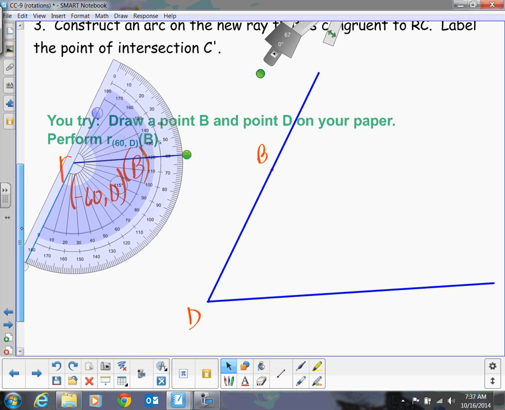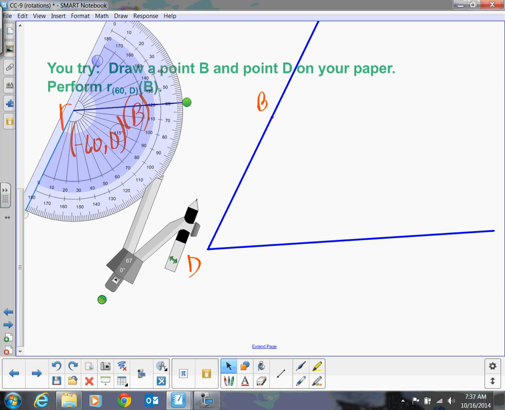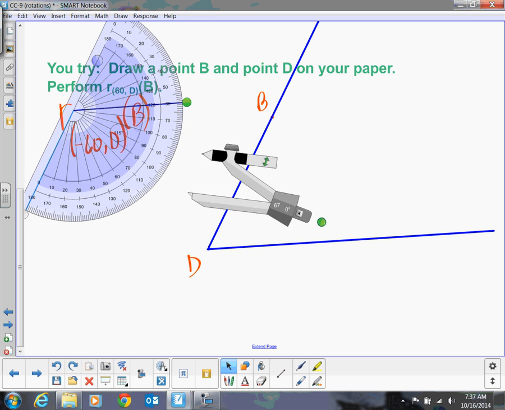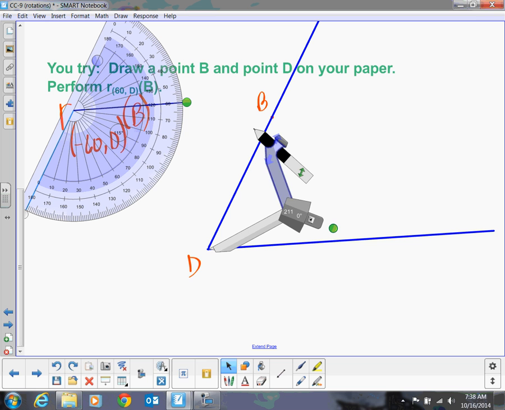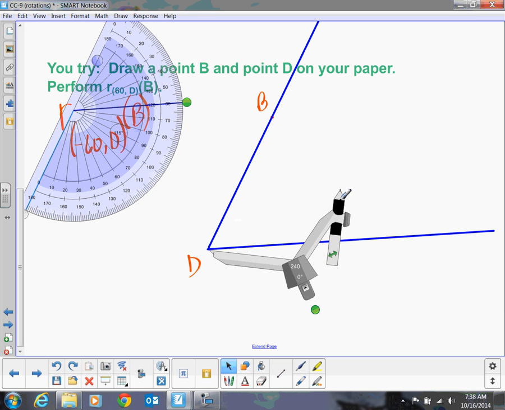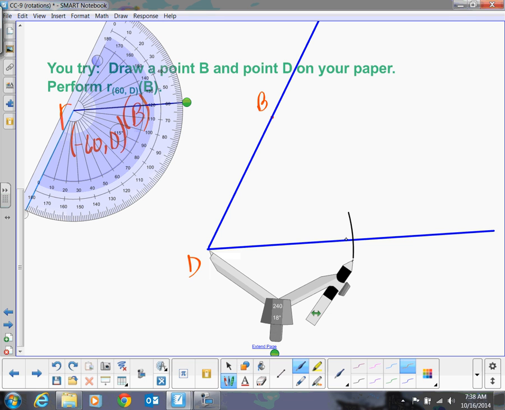Now what do we do with our compass? We put the compass point on D and our pencil point where? On B. Okay. And then what? To the other side. Make an arc. So this is going to be what? This is B prime. What if I wanted to do segment BC?